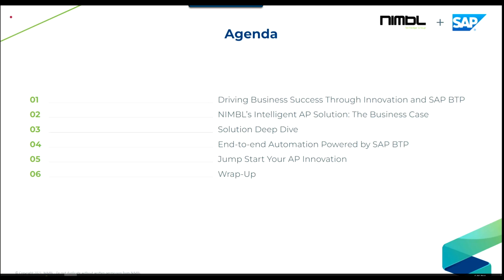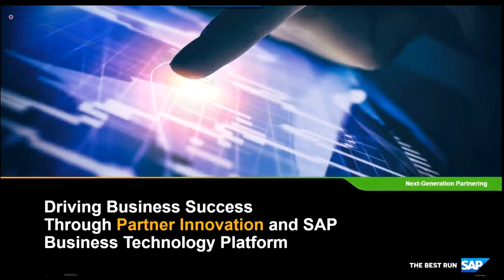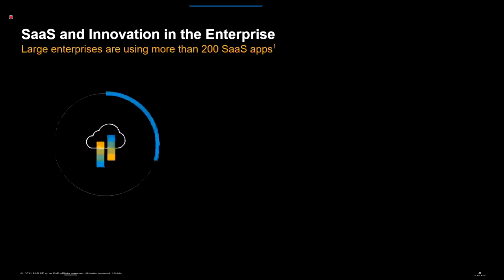I'm going to give a quick overview of the business case for this solution that we developed. And I'll get into some details of that and go through some of the automation and intelligence capabilities that come with BTP in order to drive and power that solution. And then we'll spend a few minutes talking about how our solution can be adapted to your environment and how you can jumpstart on these innovations. So with that, I'm going to hand it over to Jim, who's going to talk about driving business success through innovations in BTP. Terrific. Thank you, Nathan.